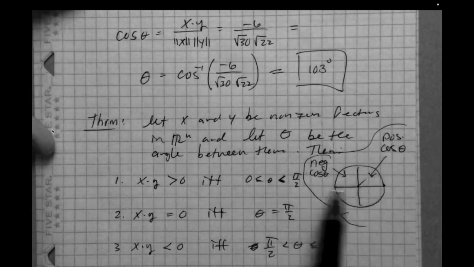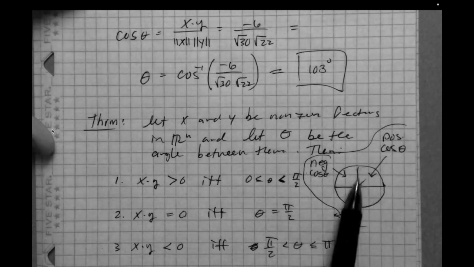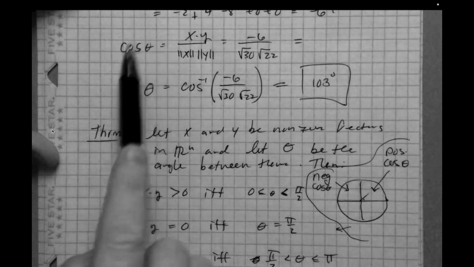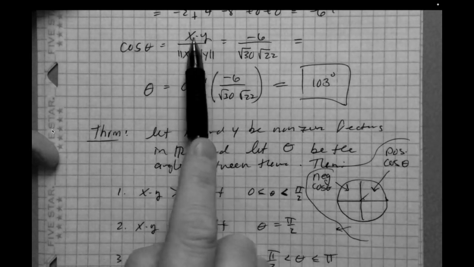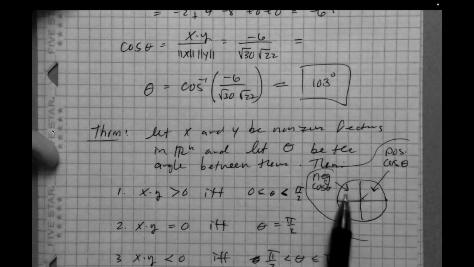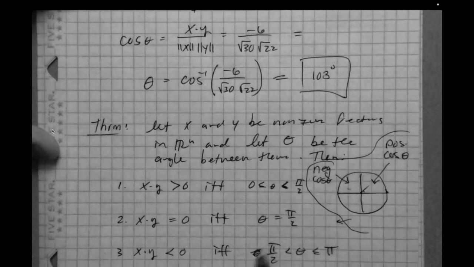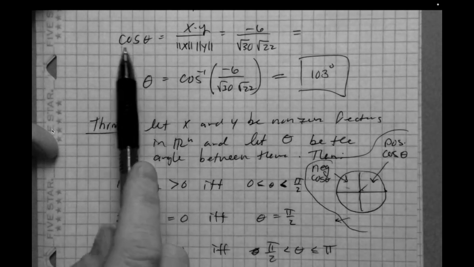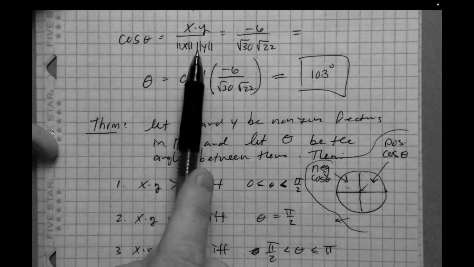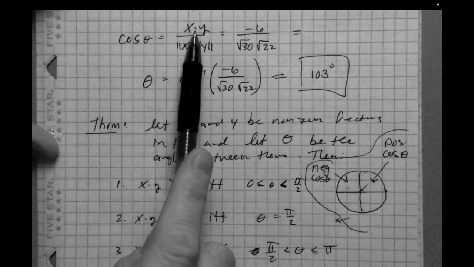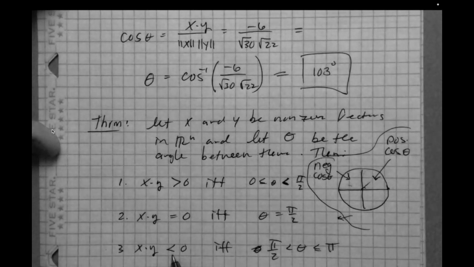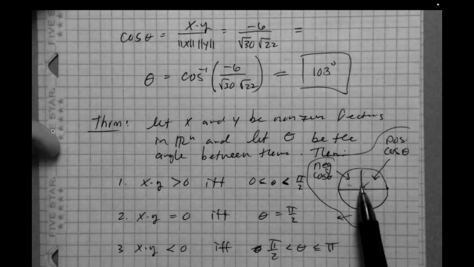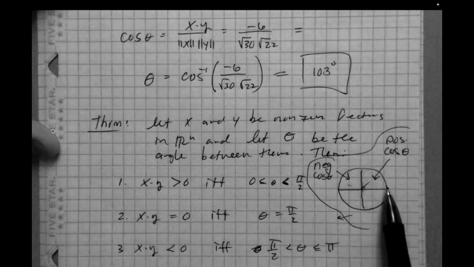So if you're over here, your angle is between 0 and pi over 2, which means cosine is a positive value. The denominator is always positive, so the dot product must be positive as well. If you're over here, your angle is between pi over 2 and pi, and cosine is negative, so the dot product has to be negative, and that's what you're seeing down here. And right in the middle, cosine is 0 only in one place, and that's when theta is pi over 2.